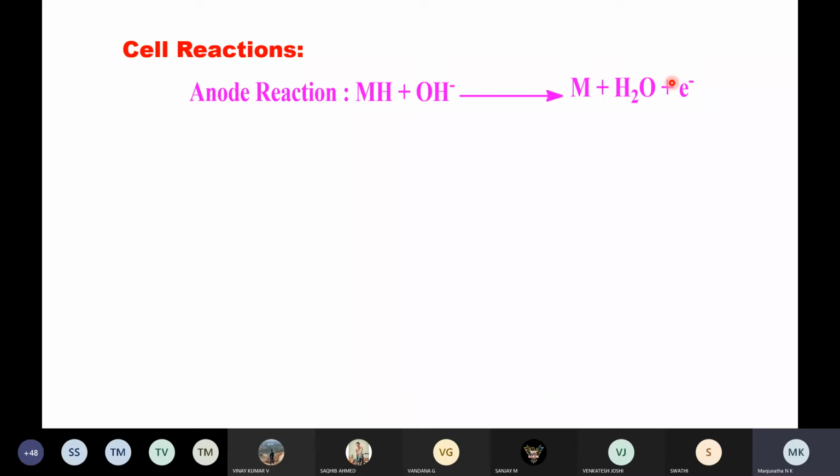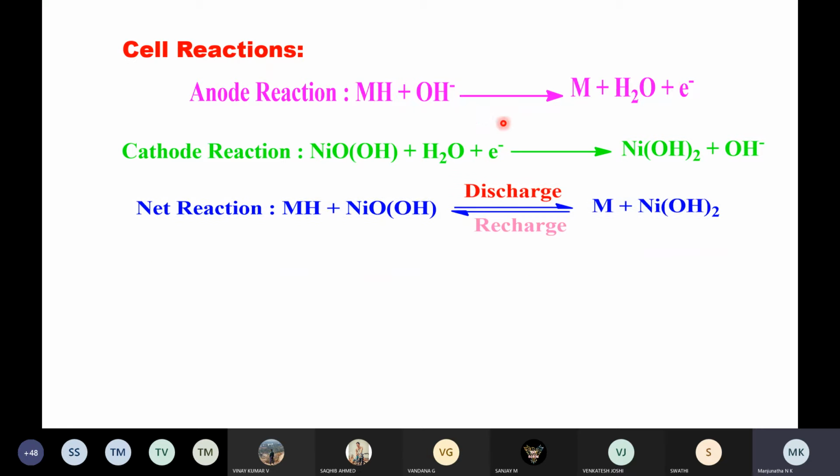Coming to the cathode reaction, at the cathode the nickel oxyhydroxide gains the liberated electrons and is reduced to nickel hydroxide with the liberation of energy. In this way, during the discharging process, it converts chemical energy into electrical energy. Coming to the next reaction, the electrons get cancelled. The remaining MH plus NiOOH gives rise to M plus Ni(OH)2. So this is the first one, during the discharging process.